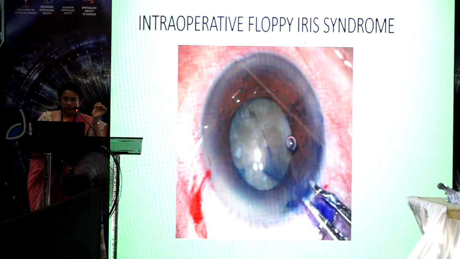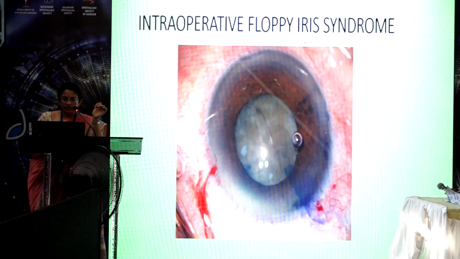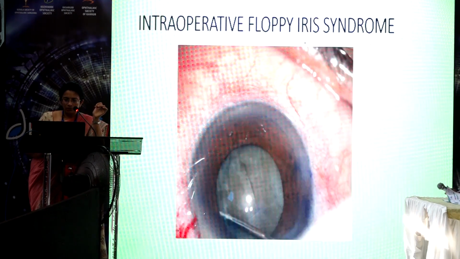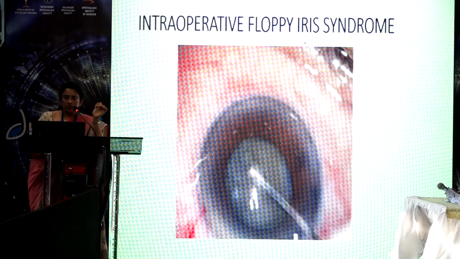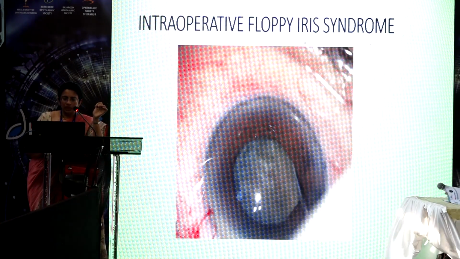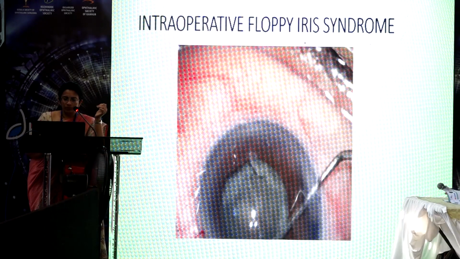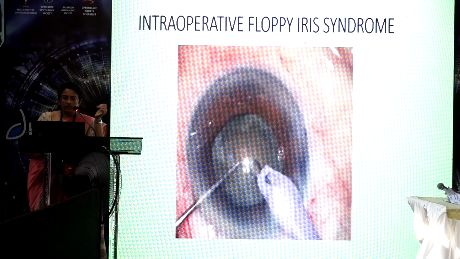Then during hydrodissection, you can see that there's a tendency for the iris to prolapse through the clear corneal incision there. You can see the floppiness, and then the nucleus was nudged to take out the trapped fluid behind the nucleus, and the mobility was ensured.